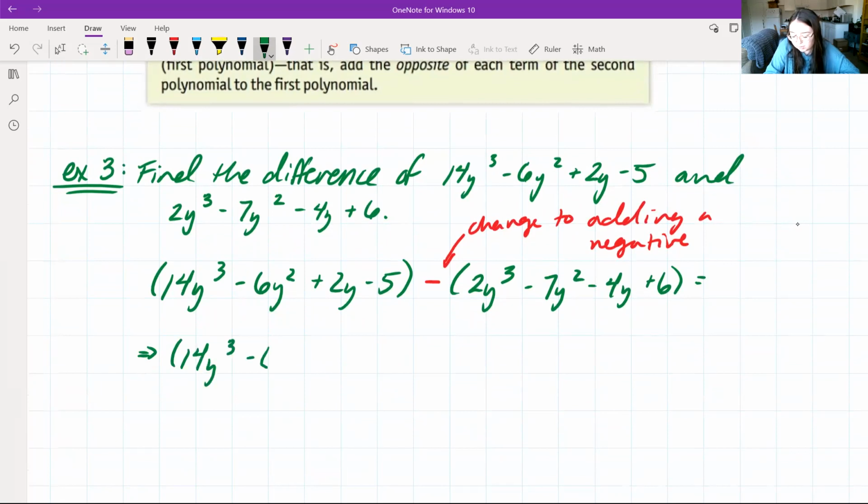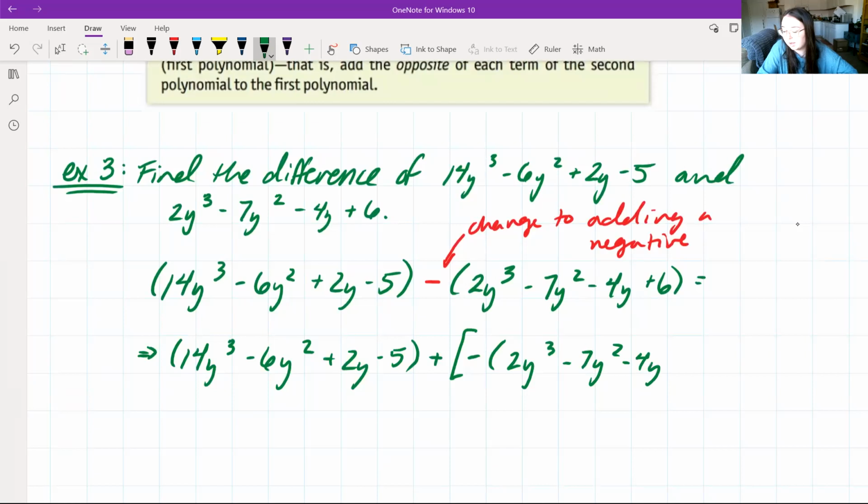our first polynomial will stay the same. 14y cubed minus 6y squared plus 2y minus 5. And now instead we're going to say plus negative (2y cubed minus 7y squared minus 4y plus 6). Which we know that we can just distribute this negative, since our negative is like saying -1 times the inside of our parentheses. So we're going to distribute this negative, and then we would just go about adding our polynomials that we have left over.